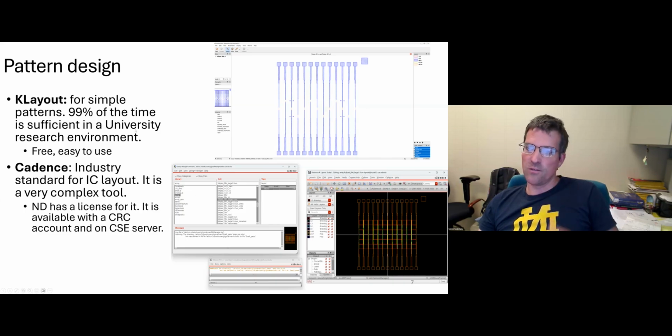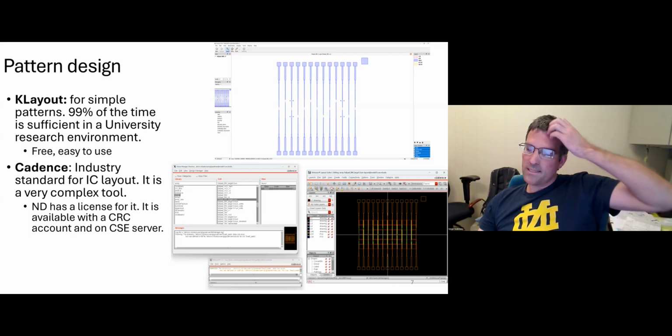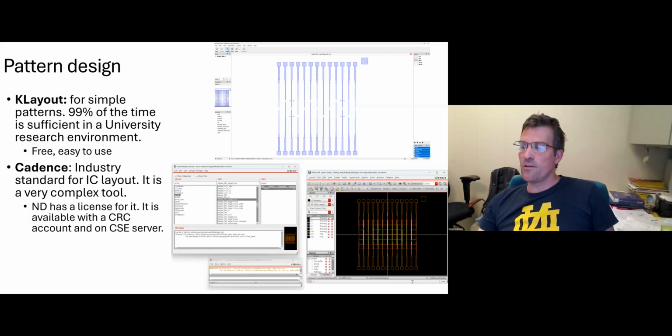It runs on Mac, PC, and in 99% of the cases when you work in a university environment, this software is sufficient. If you want to go to a very complex layer, then Notre Dame has a license for Cadence.